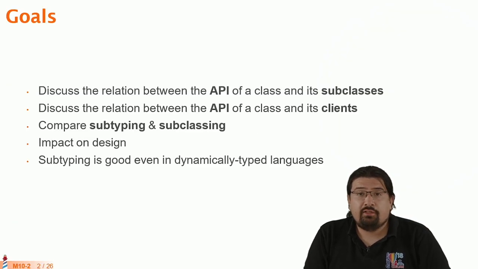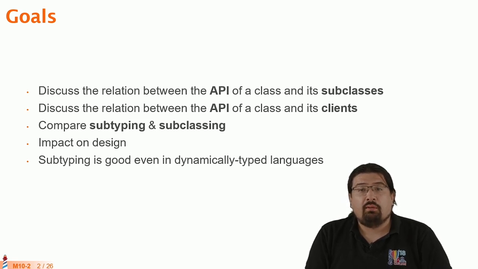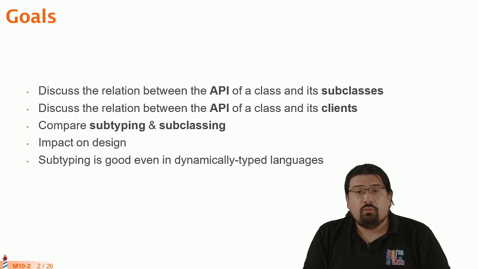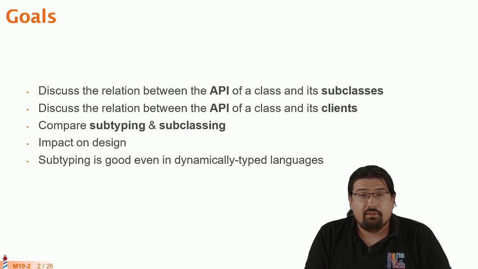The goals for this lecture are to discuss the relationship between having an API and what happens when we have a subclass of it. Also, what happens with this API and the clients of a given class. We need to compare subtyping and subclassing, and we are going to see how these concepts impact the design. Subtyping is good even in dynamically typed languages.